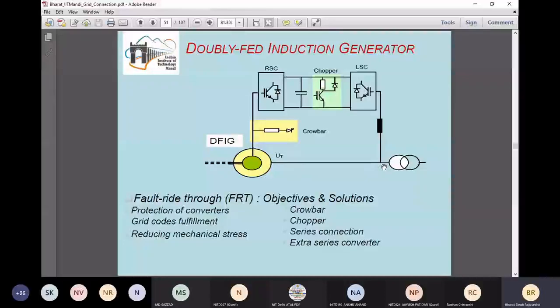During this squirrel cage induction generator operation, the active power is still fed into the grid as a simple squirrel cage induction generator, but the reactive power capability is gone because the rotor side and line side converters are no longer in the rotor circuit. So during the operation of this crowbar, the capability of providing reactive power from the rotor side converter is removed, but the line side converter is still connected to the grid by utilizing this DC link voltage, and this line side converter can now act as a static compensator to provide the reactive power requirement of the machine as well as the grid.